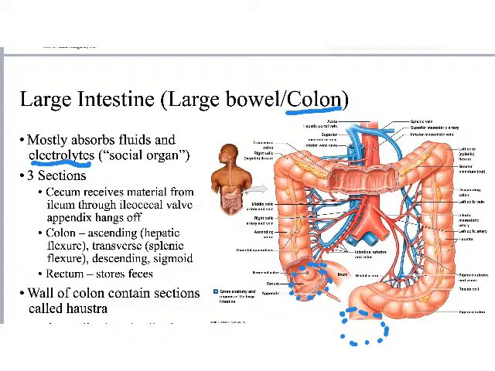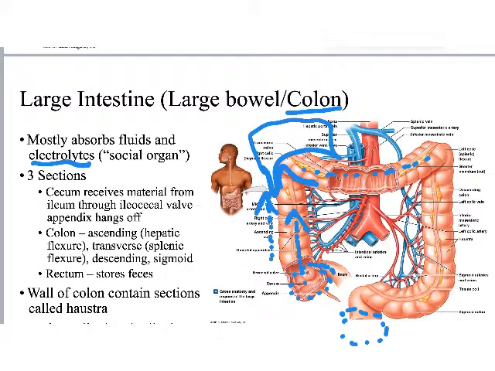So after the cecum, we get the ascending colon, because food is going from the ileum into the cecum and then up the ascending colon. So we call it ascending because it's moving up. Once it gets to this flexure, this bend that we call the hepatic flexure, because your liver is sitting over here, it becomes the transverse colon.